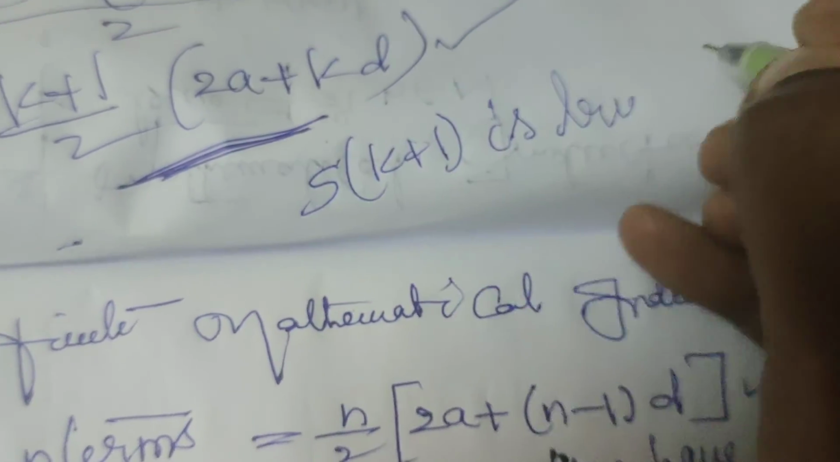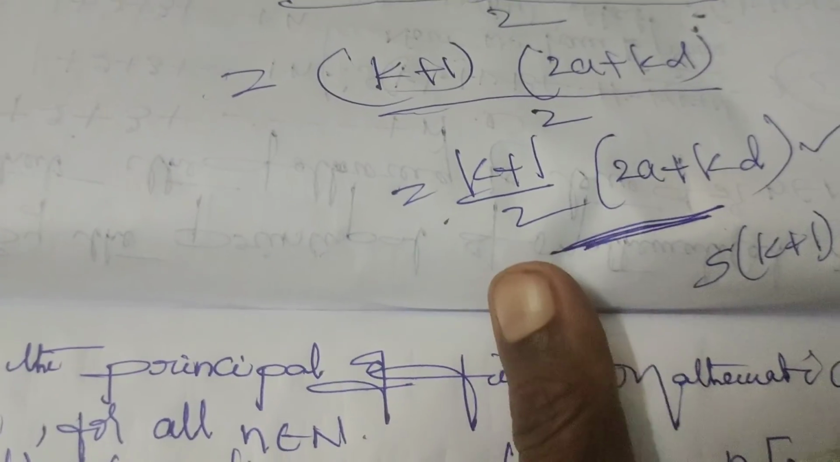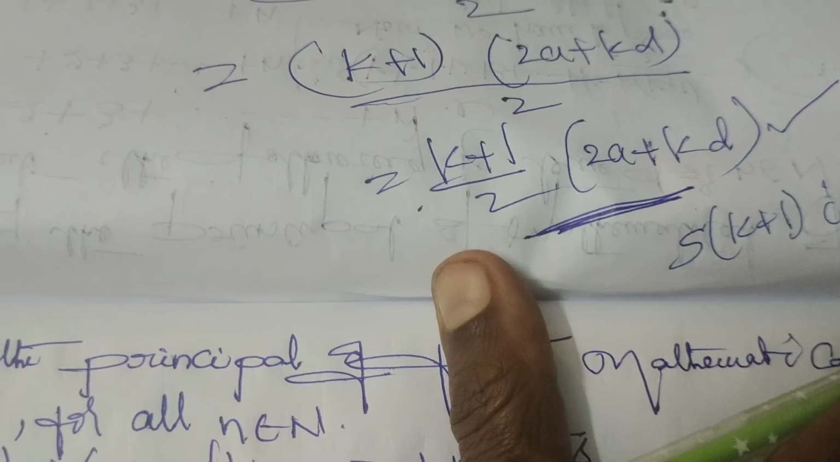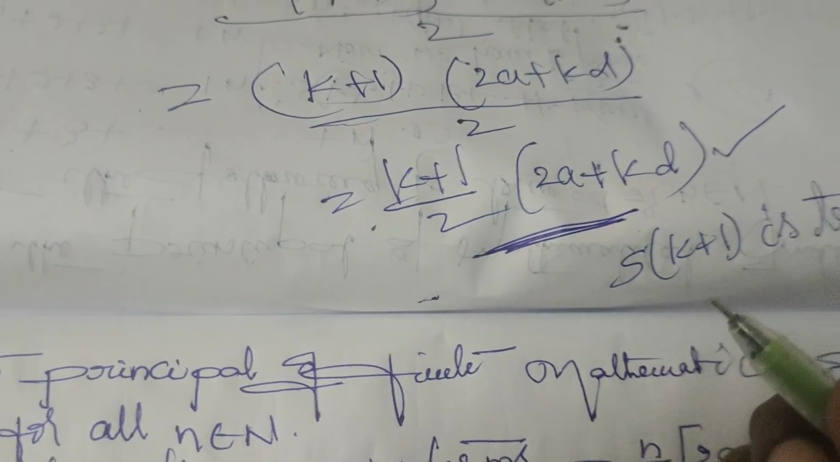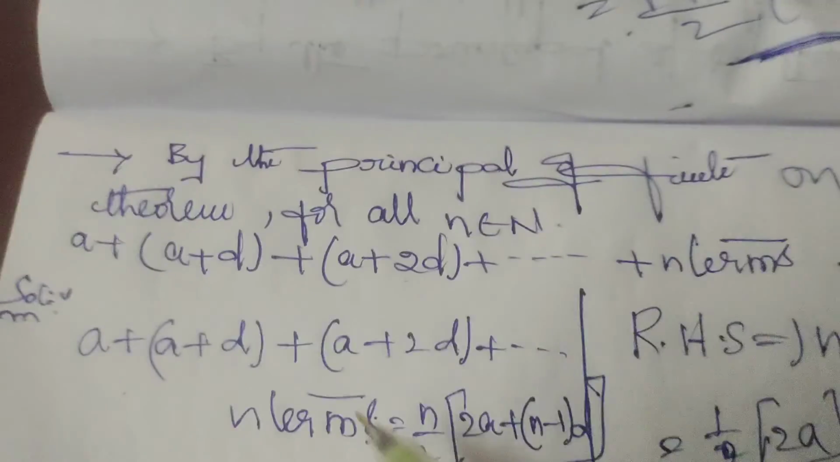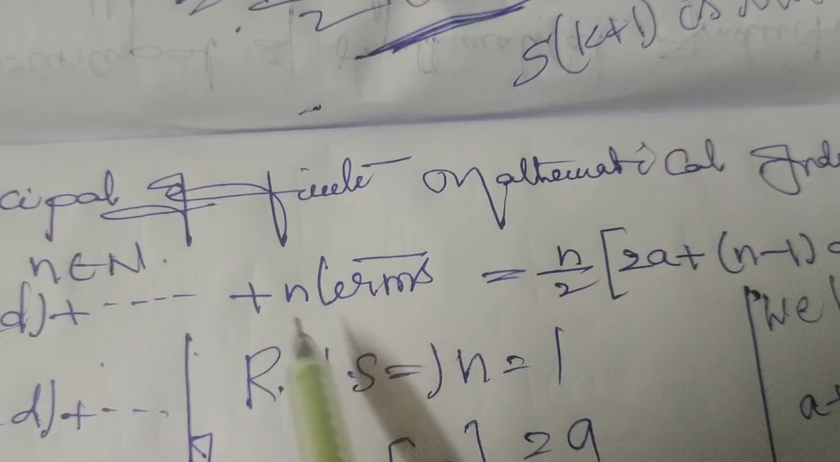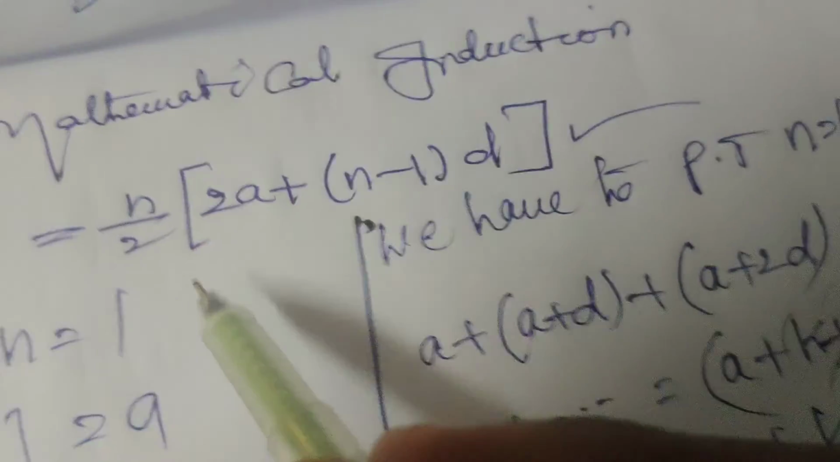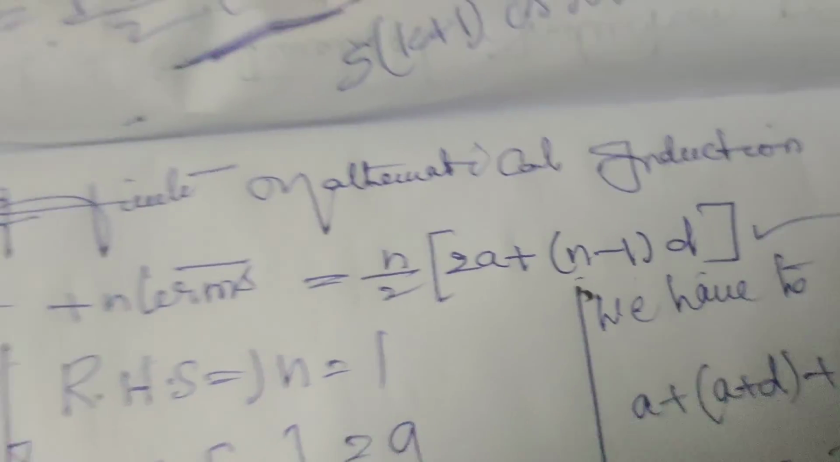Finally, by the principle of finite mathematical induction, the given statement is true for all values of n belonging to the natural numbers N, that is a plus d, a plus 2d, and so on, plus n terms, equals n by 2 into 2a plus n minus 1 into d. Okay, thank you.